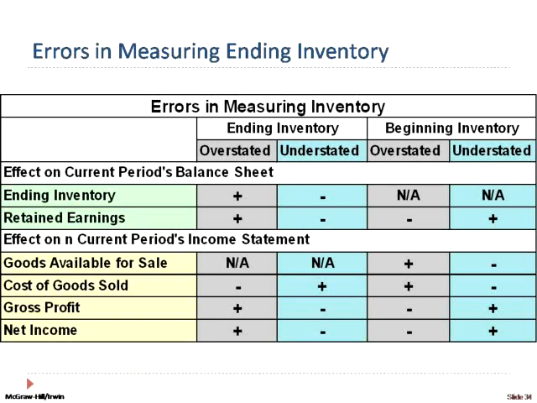An understatement of net income will result in an understatement of retained earnings in equity on the balance sheet. You will need to work through the other possible inventory errors to see the effect on the current period's balance sheet and income statement.